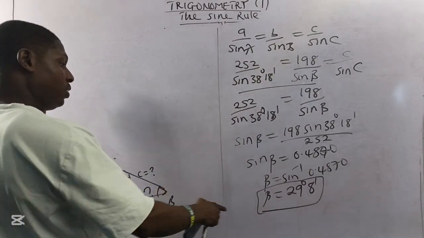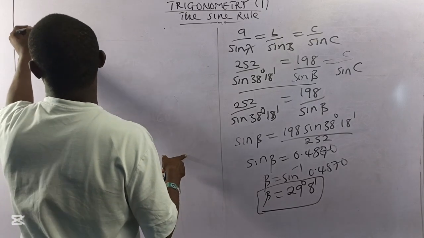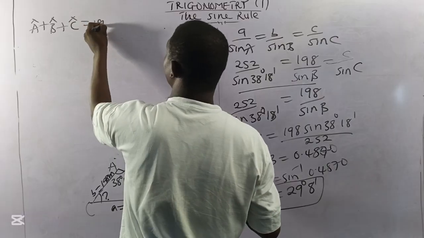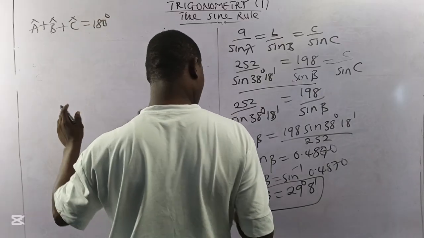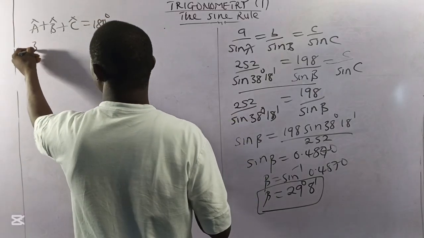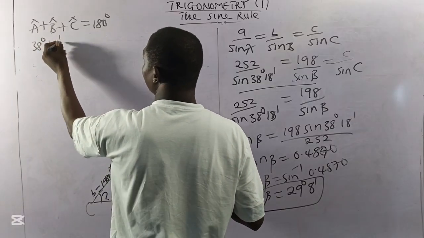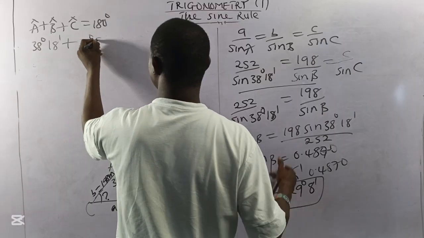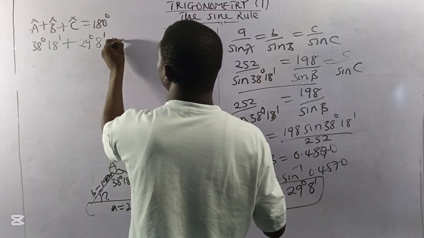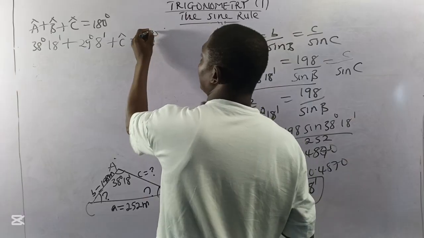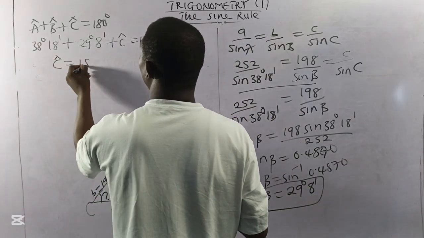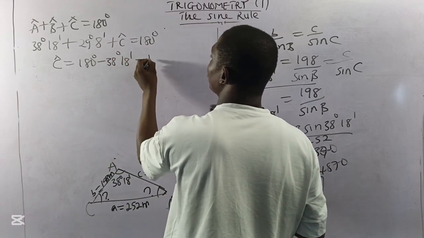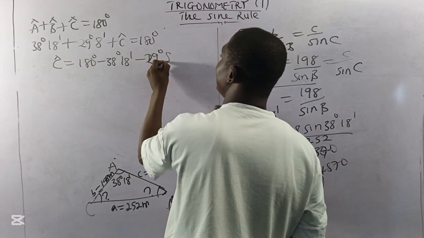So I want to get my C. Angle A plus angle B plus angle C is equal to 180 degrees. Now I've gotten my B, I need my C. My A is 38 degrees 18 minutes and my B is 29 degrees 8 minutes, and my C, which I'm looking for, equals 180 degrees. So my angle C will be equal to 180 degrees minus 38 degrees 18 minutes minus 29 degrees 8 minutes.